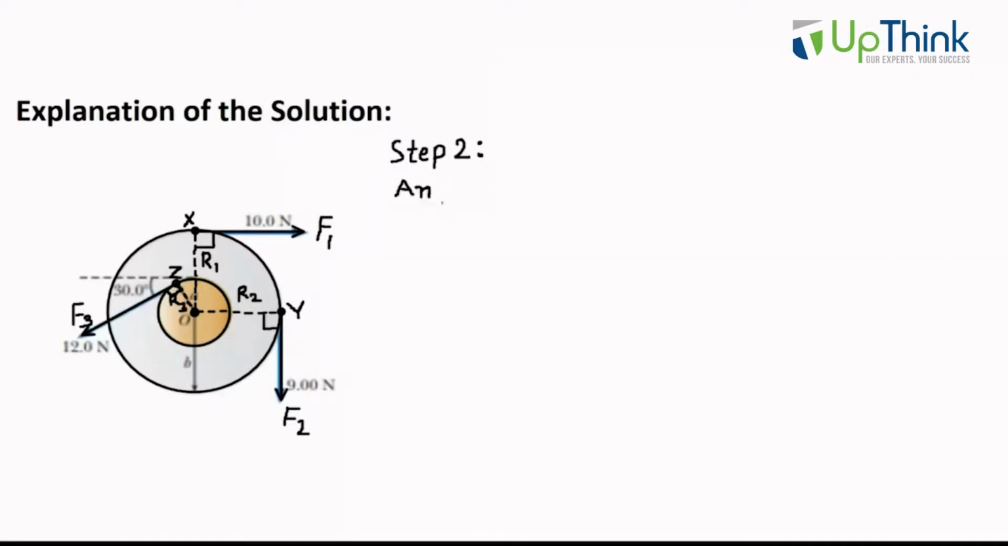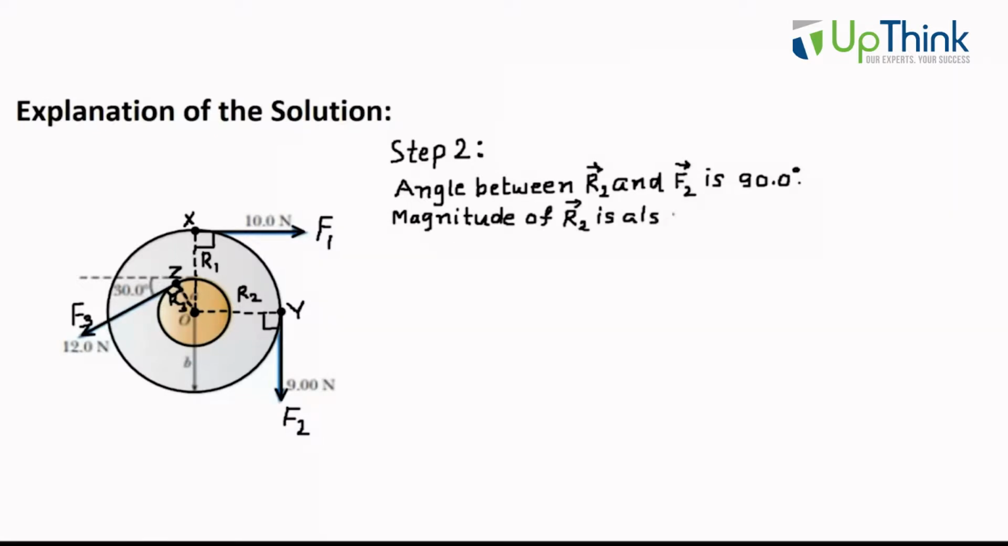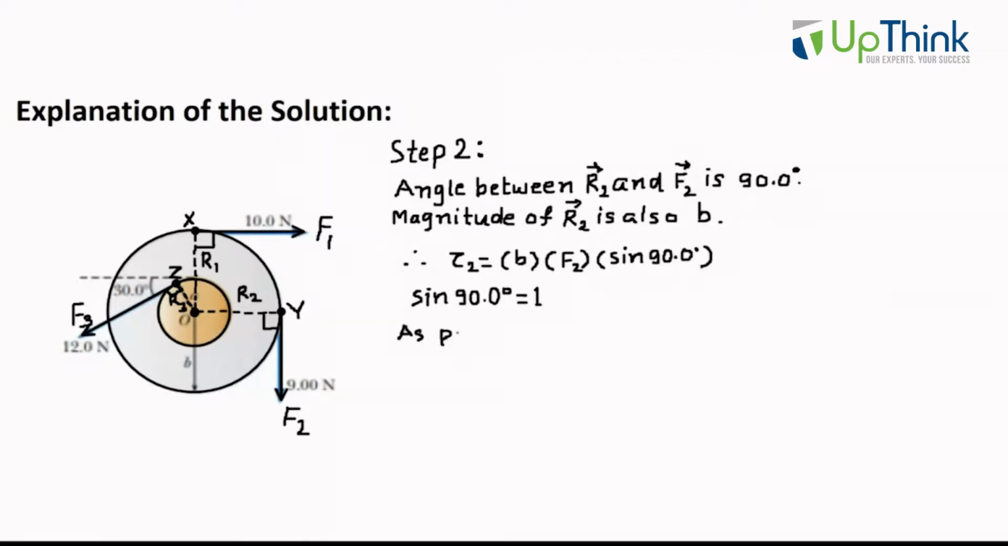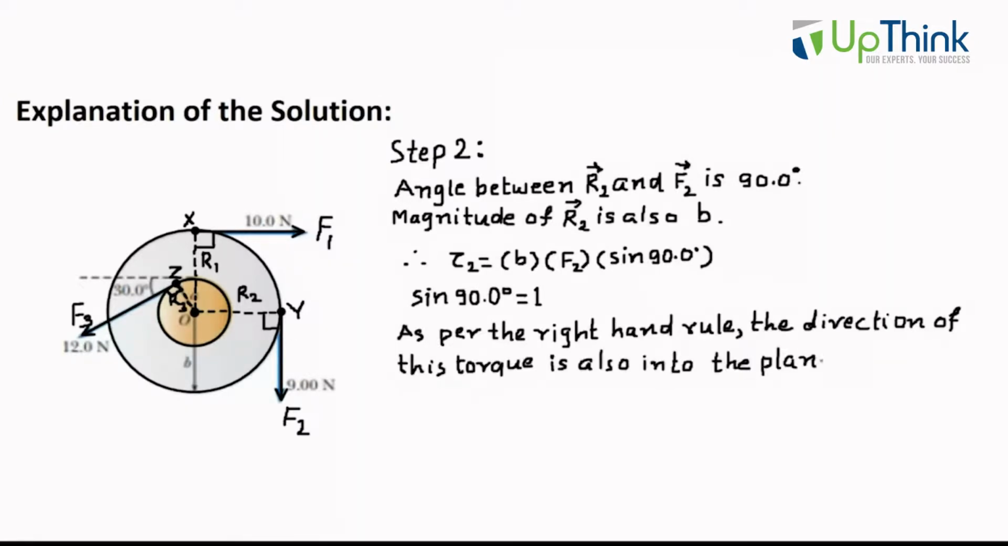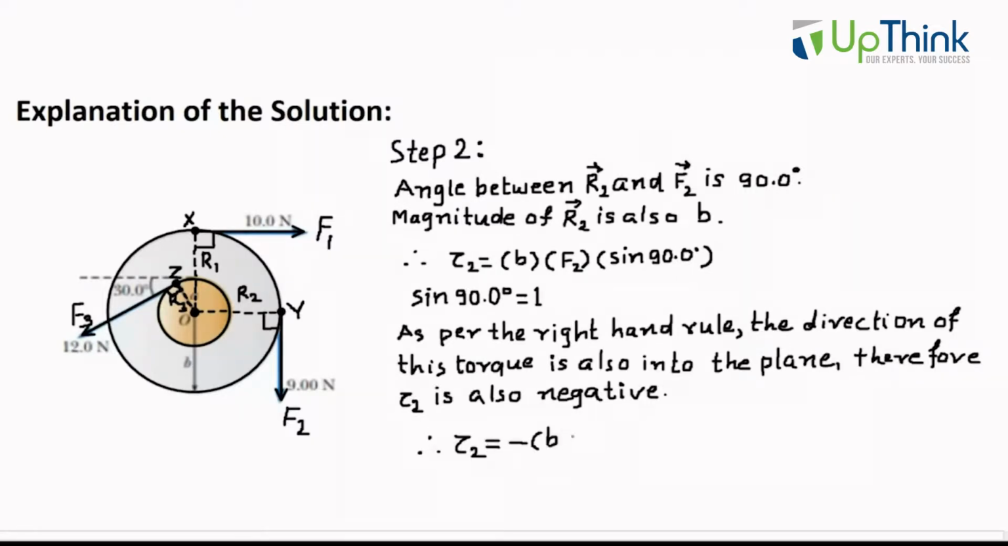Step 2. The angle between vector r2 and vector F2 is 90 degrees. The magnitude of vector r2 is also B. Therefore, tau 2 is equal to B into F2 into sine 90. Sine 90 is 1. As per the right-hand rule, the direction of this torque is into the plane. Therefore, torque 2 is also negative. Therefore, tau 2 is equal to minus B into F2.